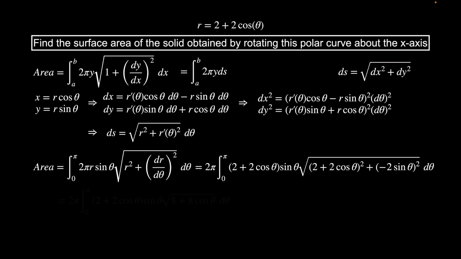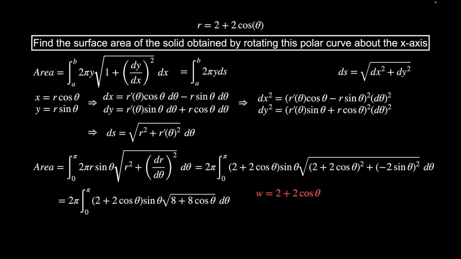So square that out, and we're going to get the integral from 0 to pi of 2 pi times (2 plus 2 cosine theta) sine theta, times the square root of 8 plus 8 cosine theta. Again, a lot of trig identities are going to happen under that radical to simplify everything down.